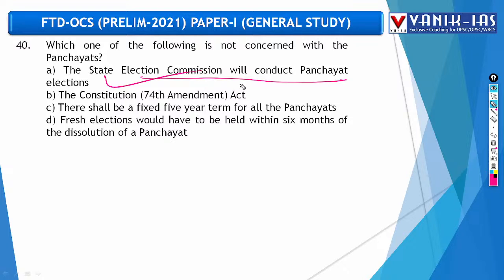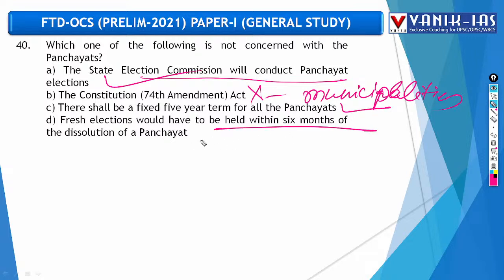The Constitution 74th Amendment Act is regarding municipalities. This is not regarding the panchayats. There shall be a fixed 5-year term for all panchayats. Yes, 5-year term for all panchayats. This is right. Fresh election will happen within 6 months of dissolution of panchayat. If dissolution of panchayat happens, fresh election is mandatory within 6 months.